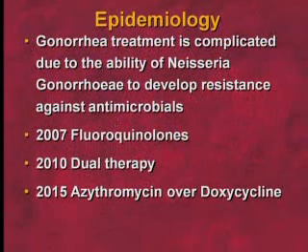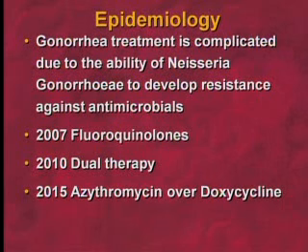Gonorrhea has progressively developed resistance to each of the antimicrobials used for its treatment, okay? And this continues to be a significant public health concern. Back in 1993, fluoroquinolones and cephalosporins were the only treatments for gonorrhea. By 2006, there was already a resistance against Cipro. And by 2007, CDC stopped the use of Cipro, and the only treatment available at that time was ceftriaxone or cefixime. In 2010, they recommended dual therapy of ceftriaxone plus Zithromax or doxycycline. And right now, in 2015, we are treating with azithromycin over doxycycline.